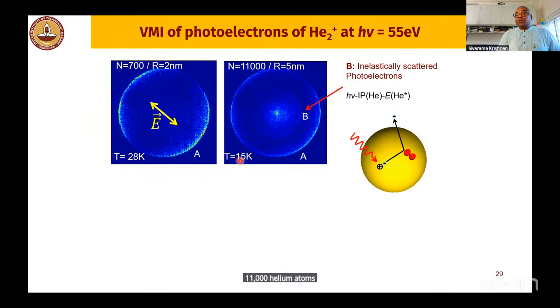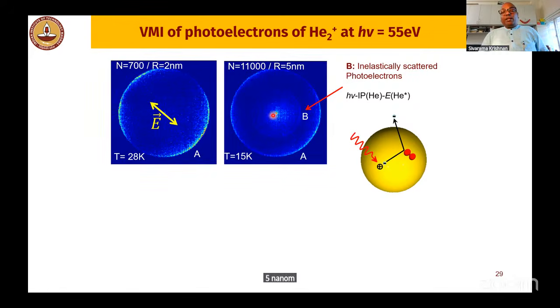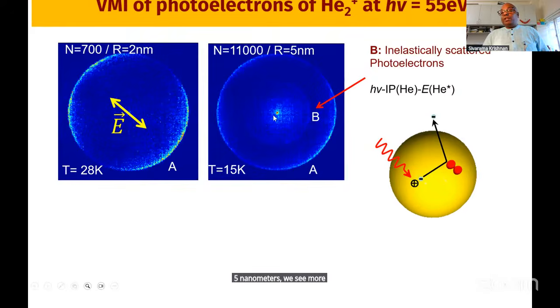The nozzle was maintained at 15 Kelvin, which is a matter of technical detail. Now, in the same velocity map image, done in the same spectrometer, just cranking down the nozzle temperature, increasing the size of these droplets to 5 nanometers, we see further features over here.